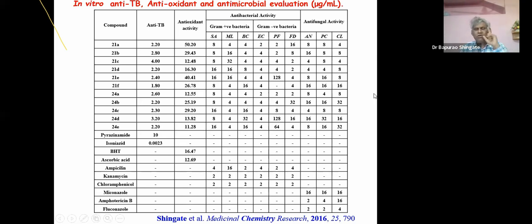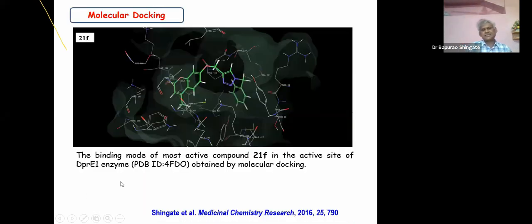However, all of these synthesized compounds are showing antibacterial as well as antifungal activity because they possess lower MIC values as compared to the standard drugs like kanamycin, chloramphenicol, miconazole, ampicillin, and so on. And as these synthesized compounds are showing good anti-tubercular activity, we have docked the molecules against the enzyme DprE1, showing better interactions with different types of amino acids.